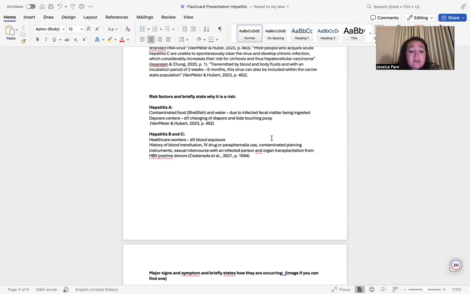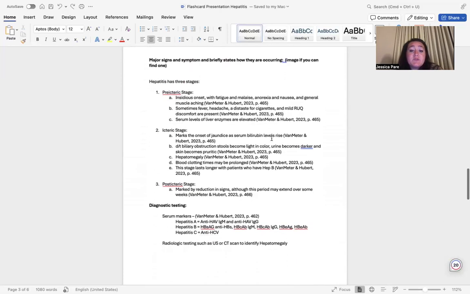Hepatitis B and C, both are similar because they both are transmitted through blood and body fluids. Healthcare workers, due to the blood exposure, history of blood transfusions, IV drug or paraphernalia use, contaminated piercing instruments, sexual intercourse with an infected person, and organ transplantation from HPV positive donors.